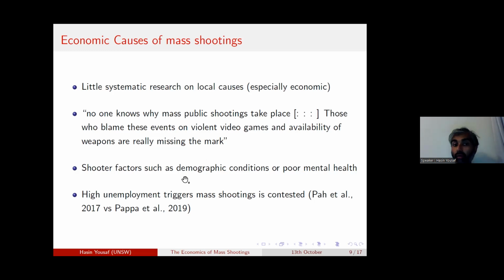However, you can't really put a cause to it, in the sense that it's not the case that all individuals with poor mental health commit mass shooting. So it's really difficult to draw that causal link between mental health and mass shooting.